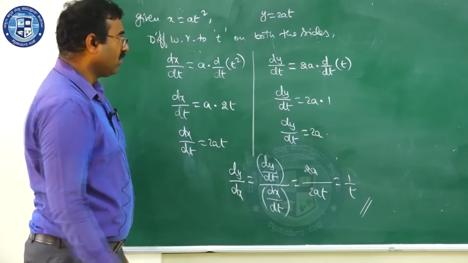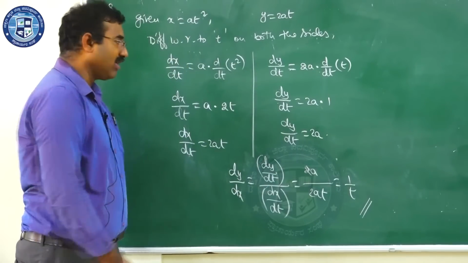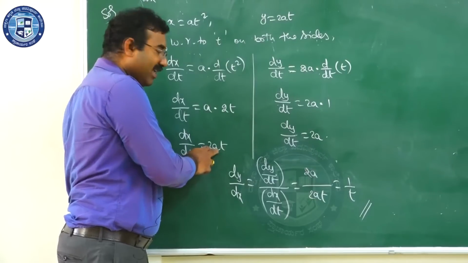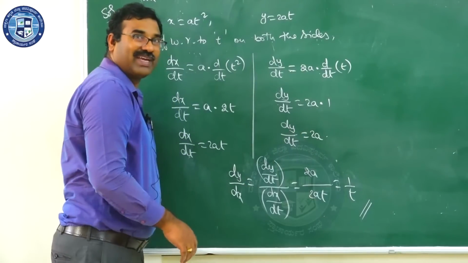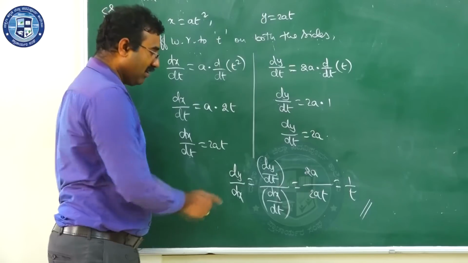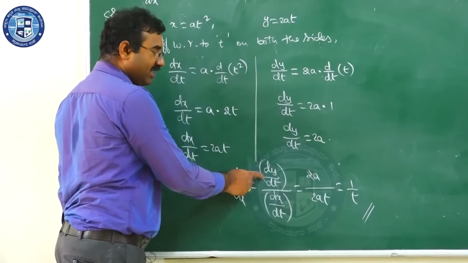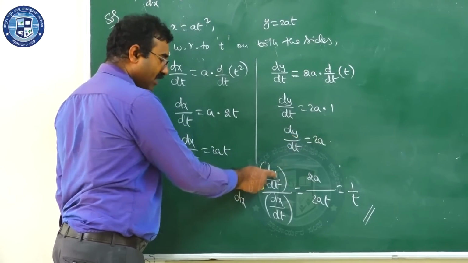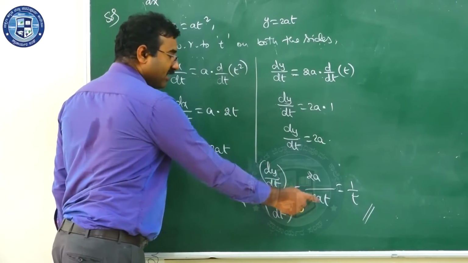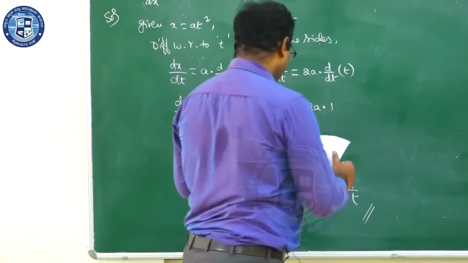Okay, right? But many of the students will make a mistake in this place. They will write this by this, because first this is there, that is why they will write 2at by 2a. Okay, because it is like a habit. So what you have to do, carefully see that dy by dt you are writing first here in the numerator, 2a, divided by the denominator dx by dt, 2at. So 1 by t will be the answer. We will see another problem.